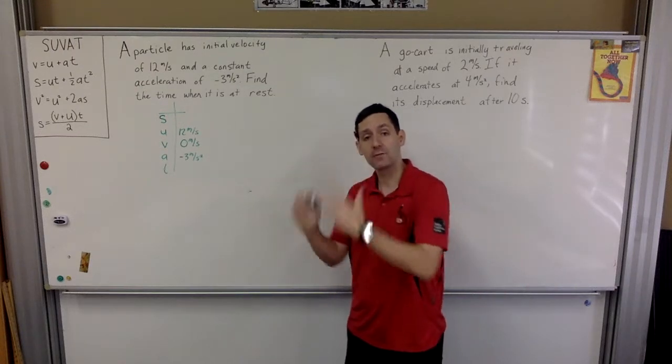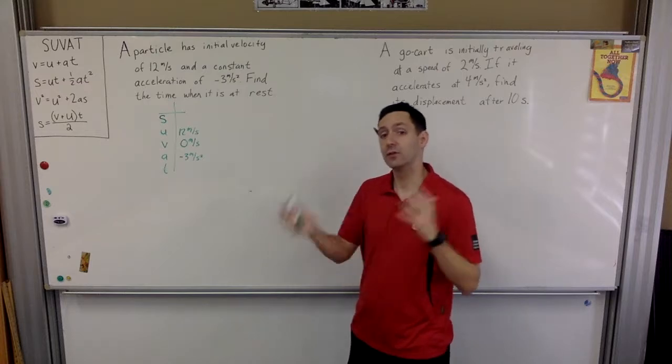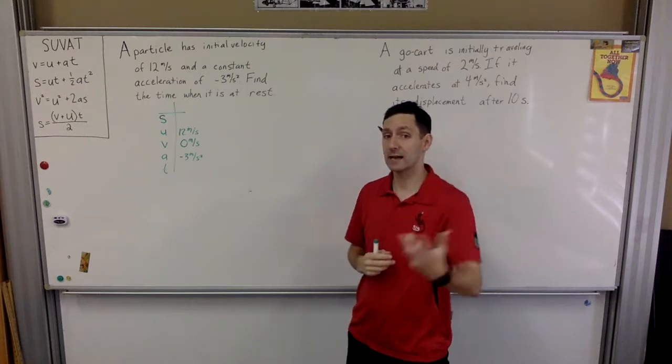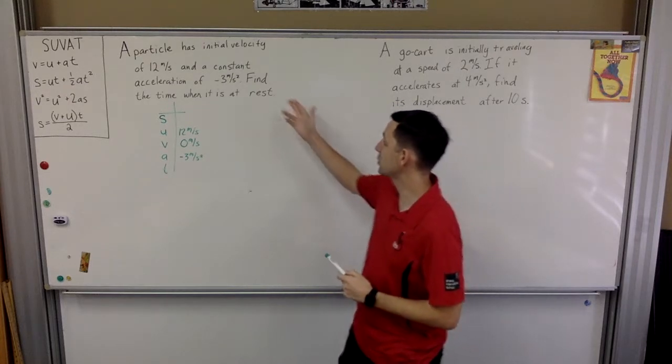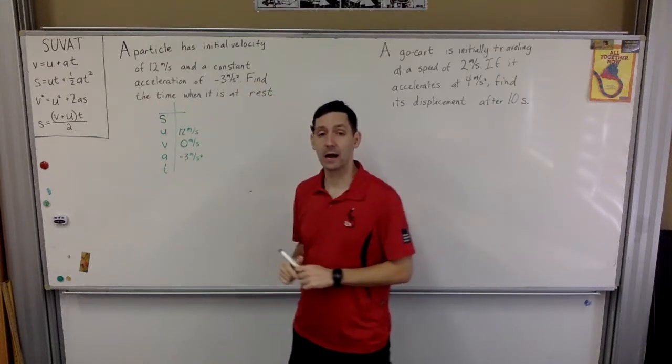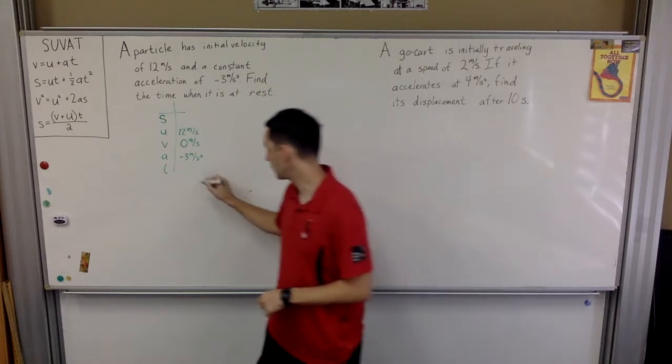Now, of course, we have the 3 pieces of data that we have. The next thing that we need to know is what exactly it is asking for. On this one, it's pretty clear. It says find the time. And so time is what I need right here.